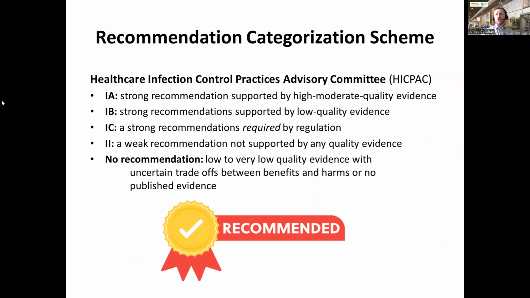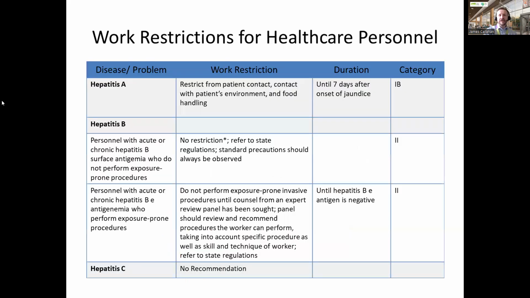IA is a strong recommendation supported by high to moderate quality evidence. IB is a strong recommendation supported by low quality evidence. IC is a strong recommendation required by regulation, and II is a weak recommendation not supported by any quality evidence. And finally, sometimes in IPAC, we have no recommendations. So with that, let's jump into these HICPAC recommendations for work restrictions for healthcare personnel.